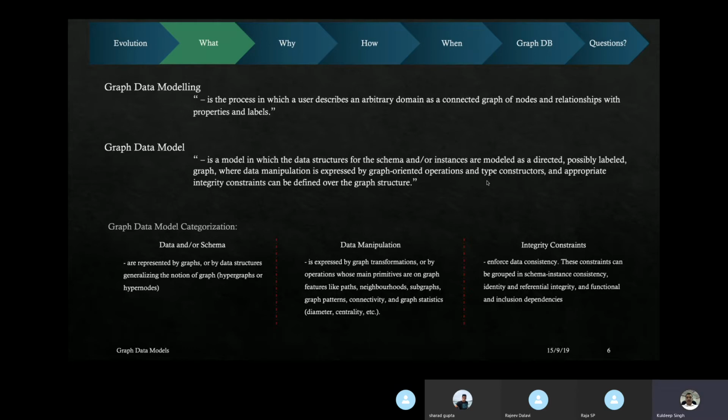Am I clear till now, or am I running too fast? Kuldeep, can you give some example of nodes and relationships? Yeah, I will come to this in the how part.